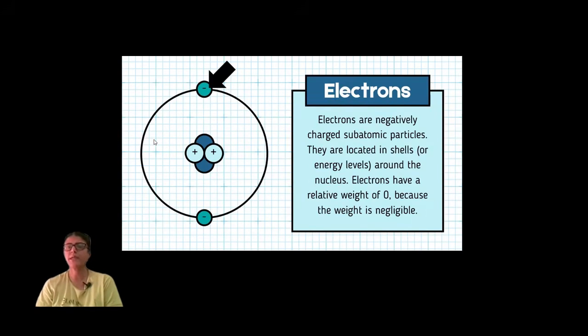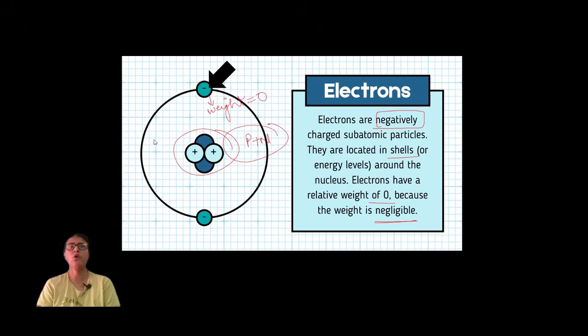Next is electrons. Electrons are the negatively charged particles. They are located in shells around the nucleus and their weight will be 0. The weight of the electrons is negligible. You can see the weight of the electron is 0. Only in the nucleus you can see weight. Weight exists only because of protons plus neutrons.